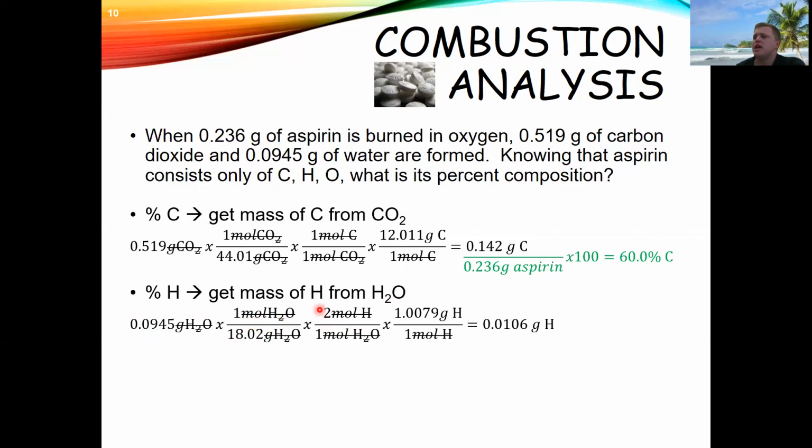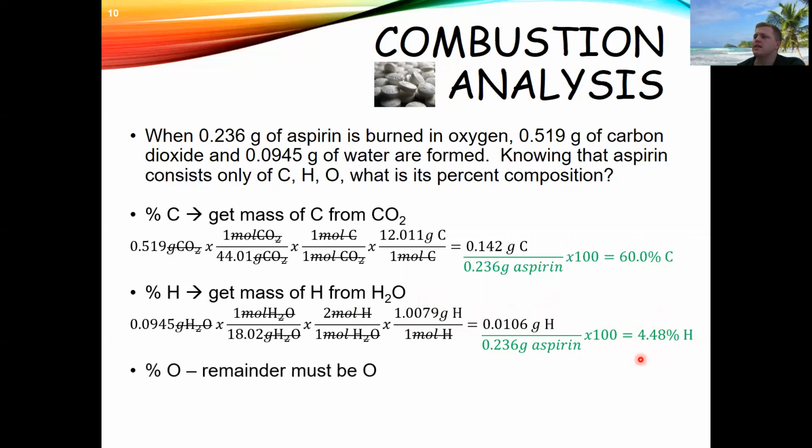In this one, we have a mole ratio of 2-to-1 because there are 2 atoms of hydrogen for every molecule of water. And that gets us into moles of hydrogen, multiplied by the molecular weight of hydrogen, then we find that there are 0.0106 grams of hydrogen present. And of course, we divide that by our total mass of our aspirin, times it by 100%, to find that percent-wise, there is 4.48% hydrogen.